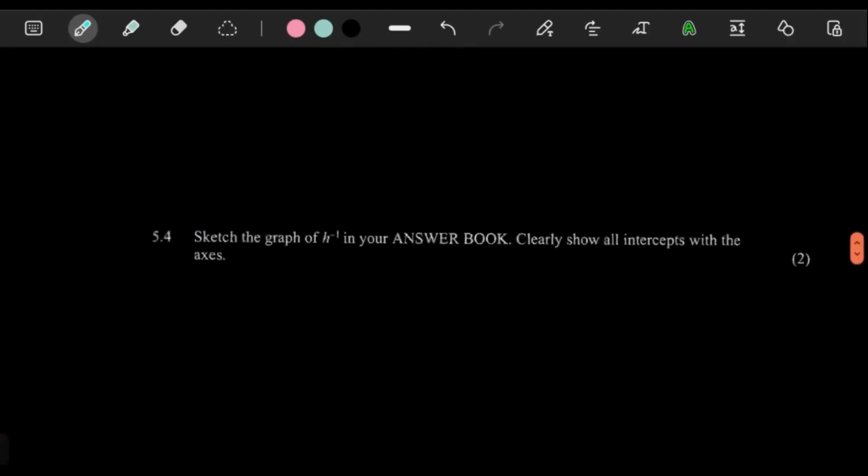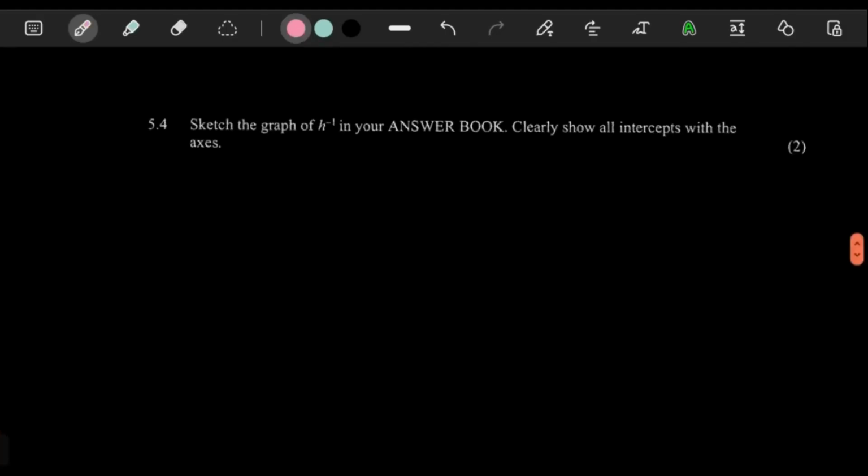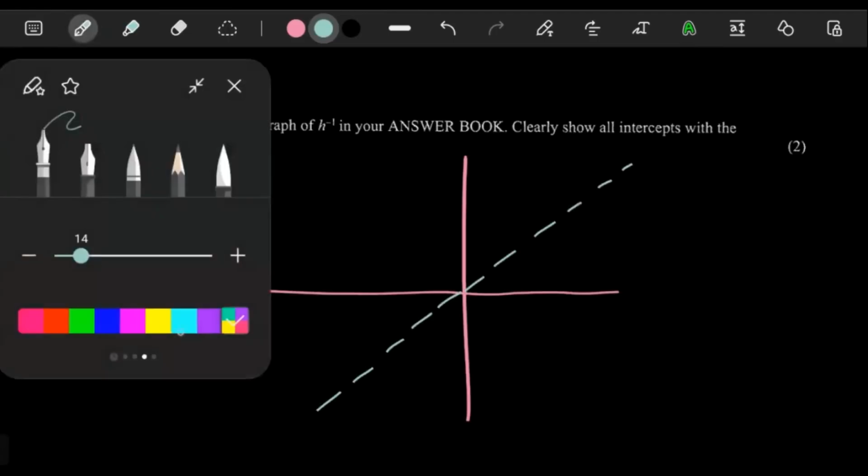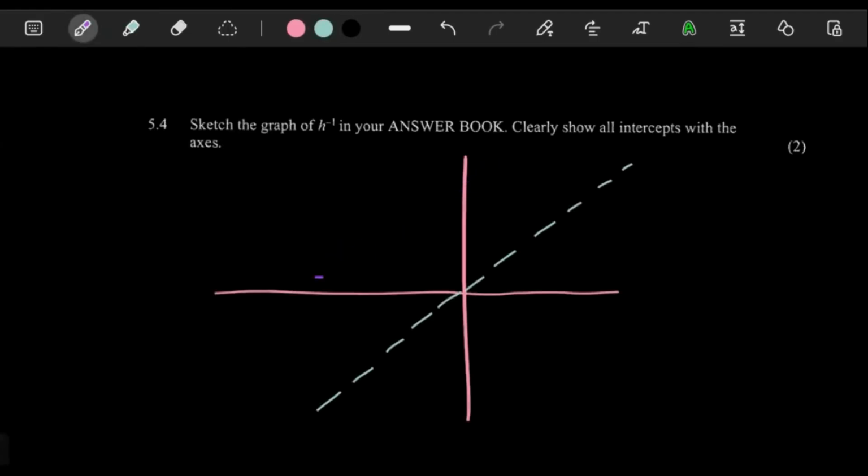Let's see. 5.4 says the following: sketch the graph of the inverse on your answer book. Clearly show intercept with the axis. Well, sketching the inverse is quite straightforward and simple. That's why it's just a 2-mark question, because as long as you have your line of inverse, you are good to go. Because firstly, if you draw the original one, it'll make your life easier.